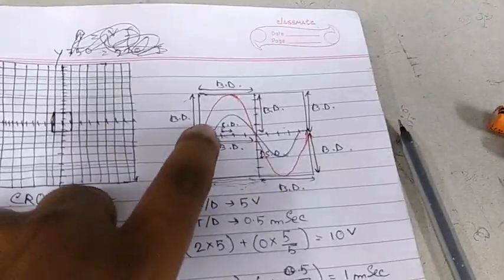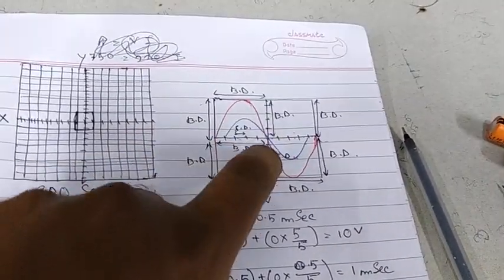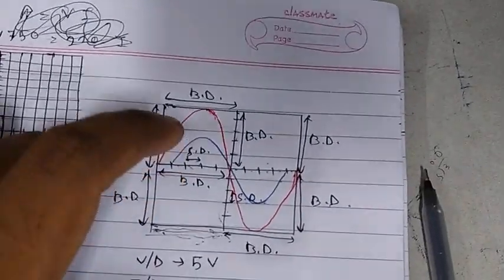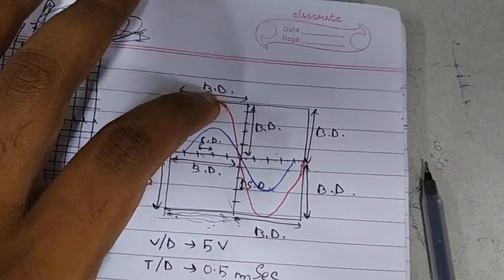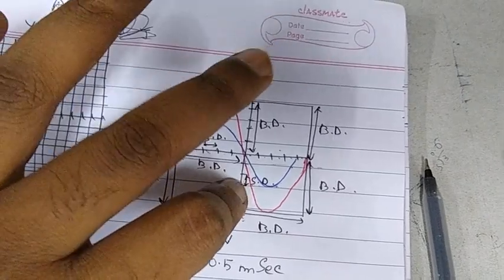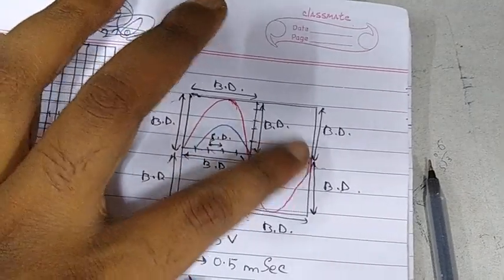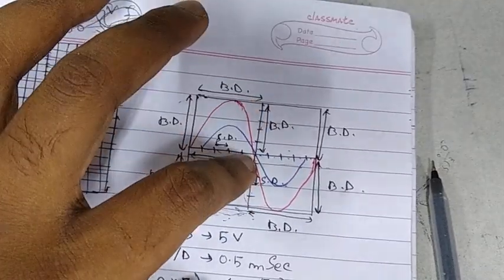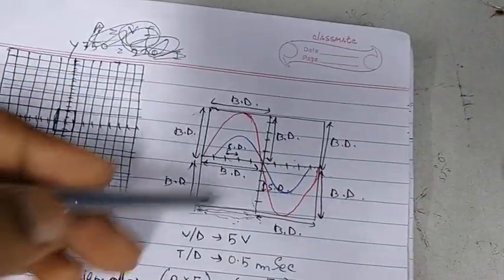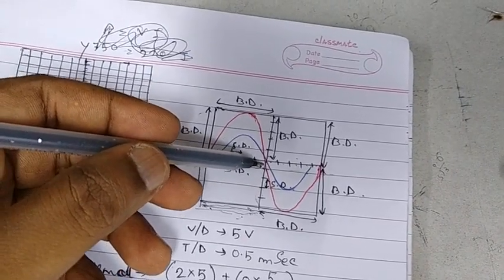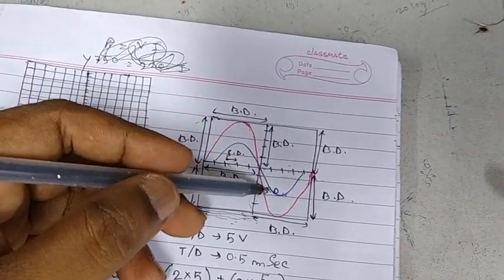Now for the blue signal, see this blue signal, calculate the amplitude first. So we have to take readings along the y-axis. Now here we see that neither the upper big division nor the lower big division is occupied totally. Some part of this big division and some part of this big division are occupied. So in this condition we will take the small divisions only. So count the small divisions: 1, 2, 3, 4, 5. 5 small divisions are occupied here.